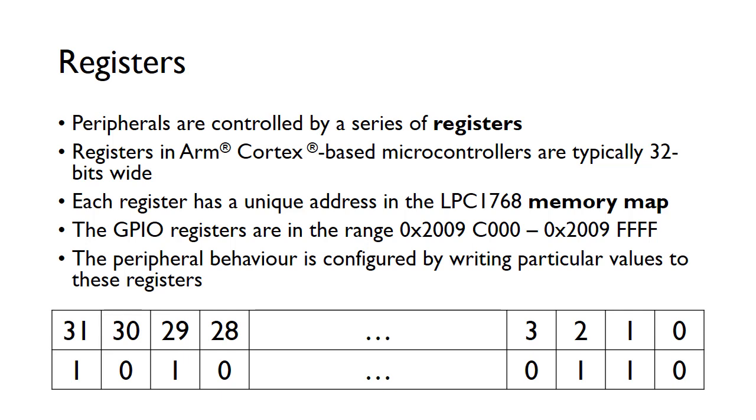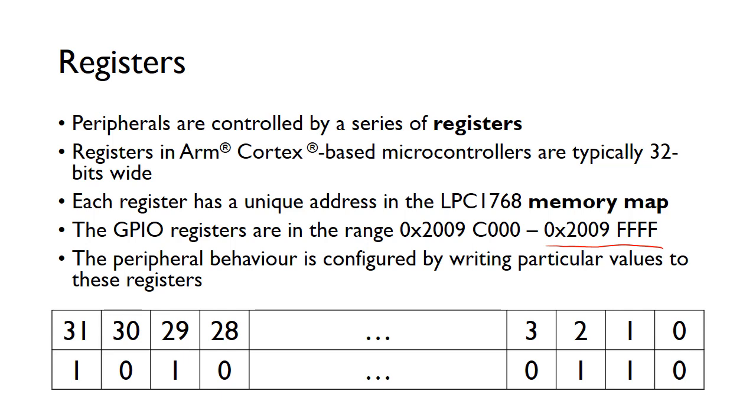We'll see on the next page, the GPIO registers are in the range 0x2009C000 to 0x2009FFFF. So this range of memory addresses corresponds to the GPIO registers, and we can control the behavior of the GPIO peripheral by writing particular values to the registers.